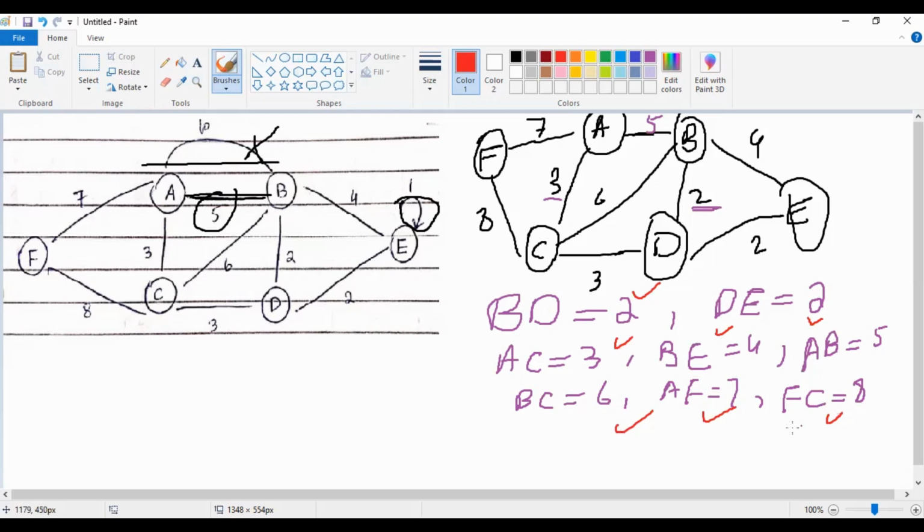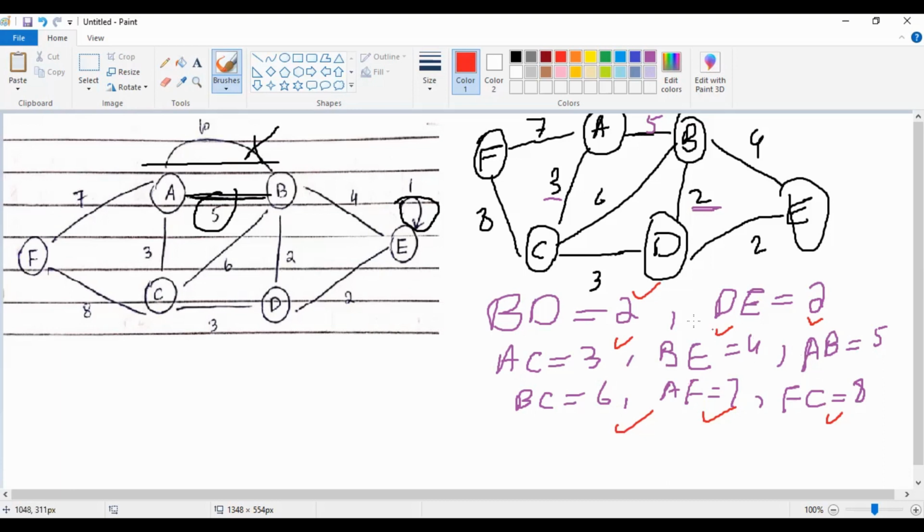Now it's time to draw the Kruskal algorithm. I have written all the edges according to their cost in increasing order. One more thing I need to add before making this graph using Kruskal algorithm: while connecting the edges, there will be no cycle. If a cycle is present, then you have to remove that edge.